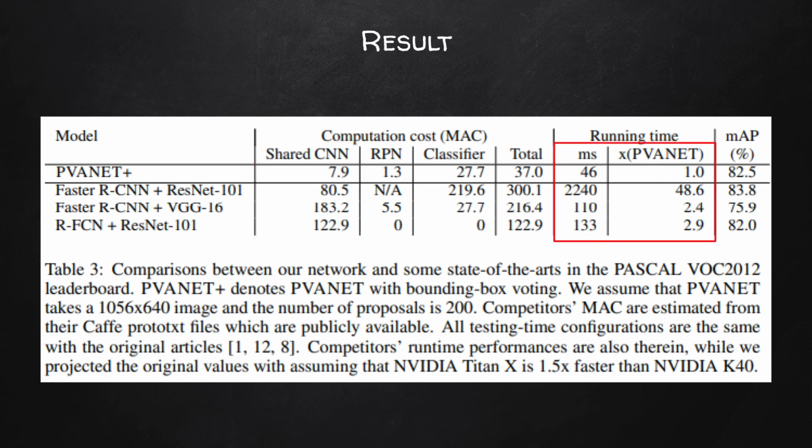The running time is also much faster when making inference on the GPU. PVANet takes 46 milliseconds, while other models take more time. We see that the RFCN model with ResNet 101 backbone takes 133 milliseconds, and the Faster RCNN model with the VGG backbone takes 110 milliseconds.